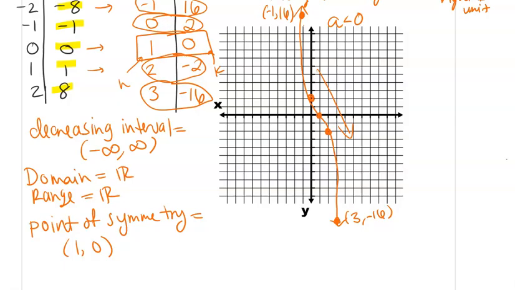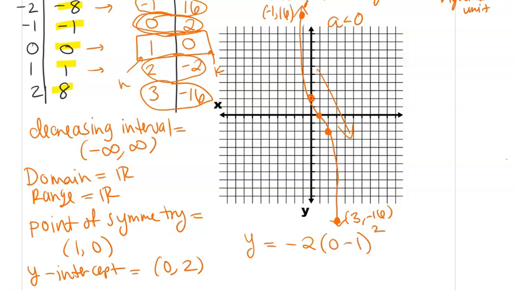I can see the y-intercept on the graph because it was one of the points in my table, 0, 2. But I could also find that by plugging 0 into the equation. So it was -2 times x minus 1 cubed, not squared. Or -2 times 0 minus 1 cubed, which is -2 times -1, which is 2. So you can find it that way.